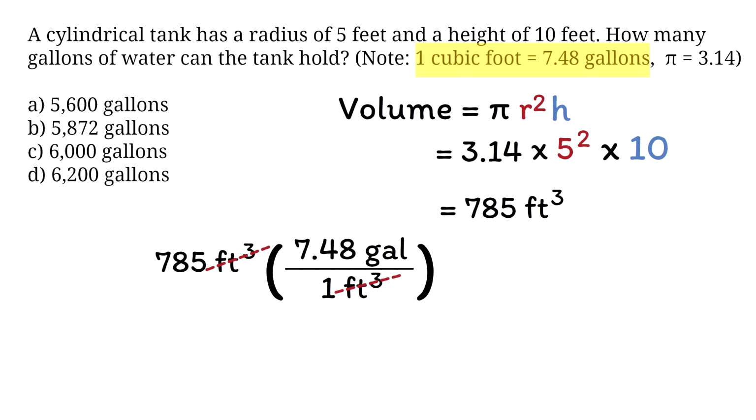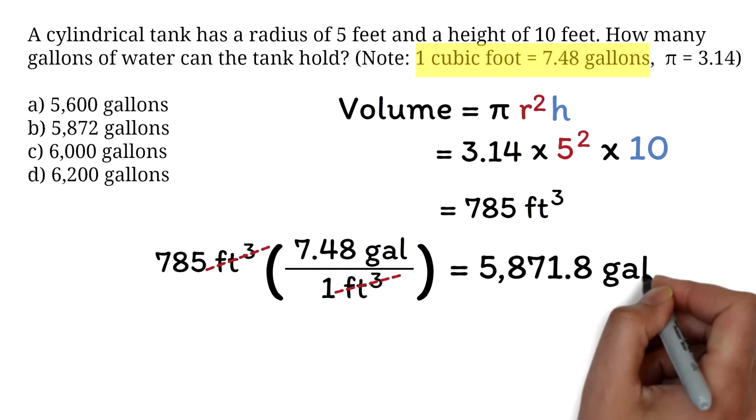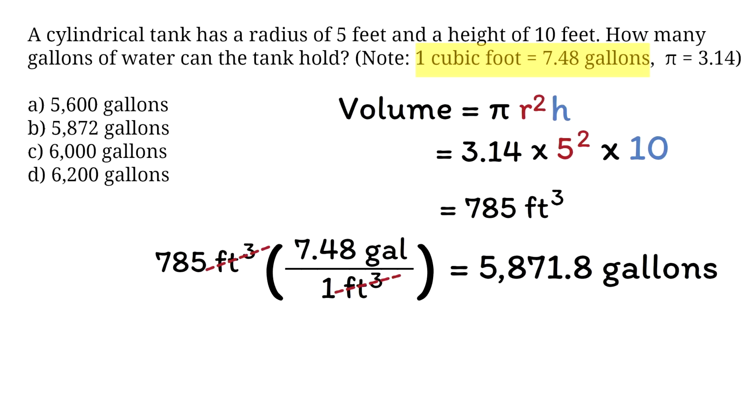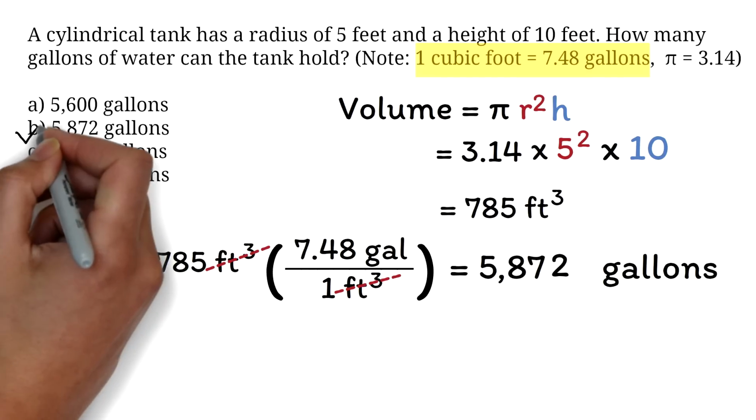We have 785 times 7.48. This is 5,871.8. Rounding it up, we have 5,872. The correct answer is therefore option B.